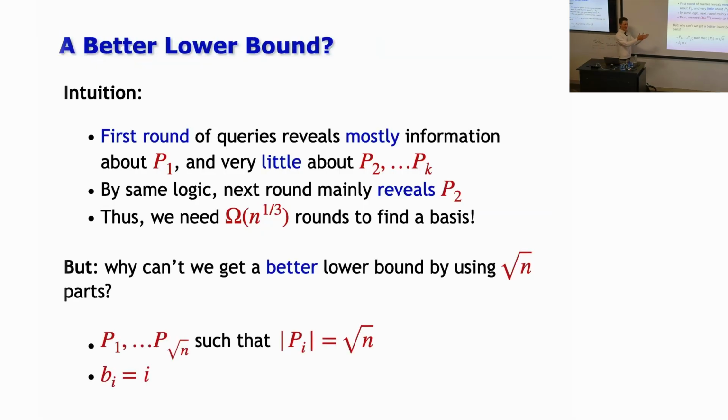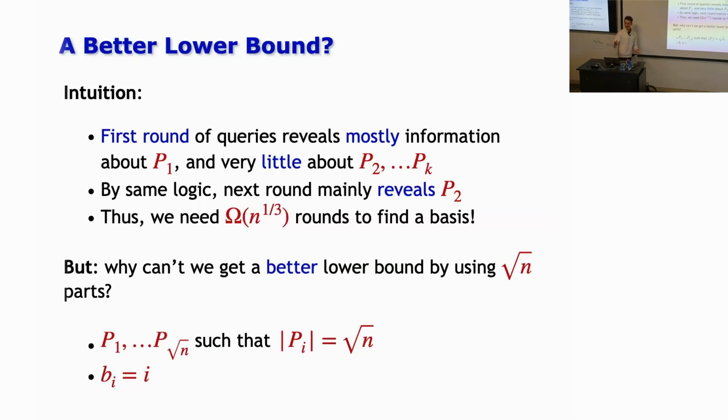We had these pieces of size n to the 2/3, and we had n to the 1/3 many. Why can't you just do square root n pieces of size square root n, where the budgets again are a staircase going from 1 to 2 to 3 to 4 all the way up to square root n? Why doesn't this give you a better lower bound? Is that your question? I think it's similar.